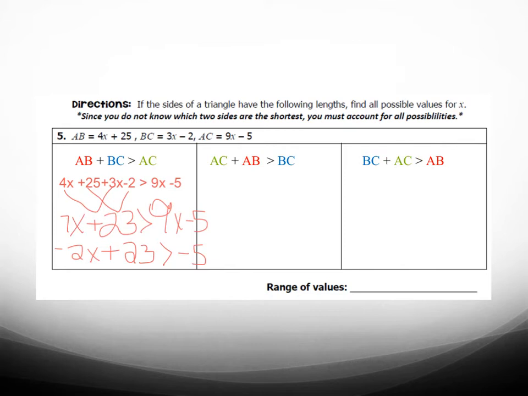7x plus 23 is greater than 9x minus 5. We subtract 9x from each side and we get negative 2x plus 23 is greater than negative 5. We're going to subtract 23 from each side, and we get negative 2x is greater than negative 28. We're going to divide each side by negative 2. When you divide an inequality by a negative, it changes the sign, so this becomes x. Instead of being greater than, it's less than, and then this is going to be 14.